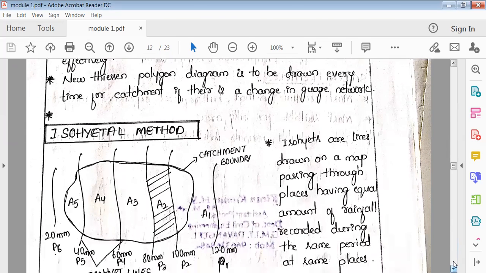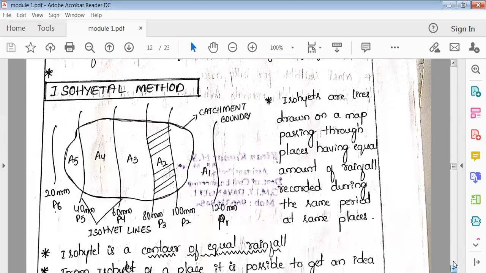Okay, the last one is the isohyetal method. So in the isohyetal method, basically isohyets are lines which are drawn on the map passing through places having equal amount of rainfall recorded during the same period at the same places. So you can see here these are isohyets. These vertical lines on the map are isohyets, which have the same amount of rainfall. So this is 20, 40, 60, 80, 100 and 120 mm. These vertical lines on the map are called isohyets.